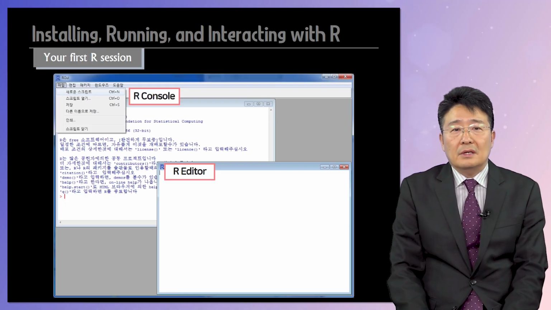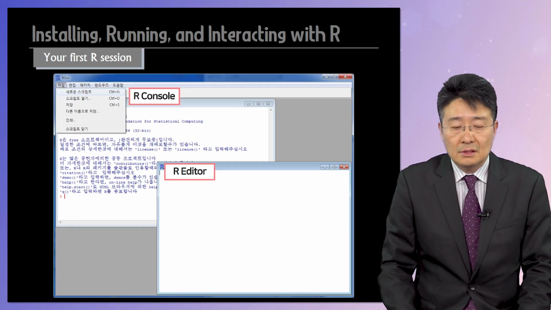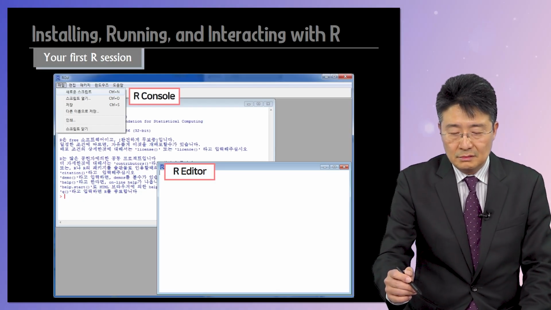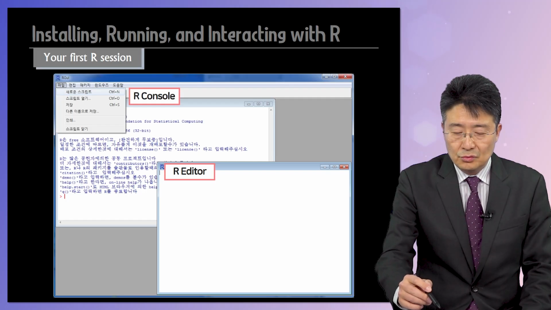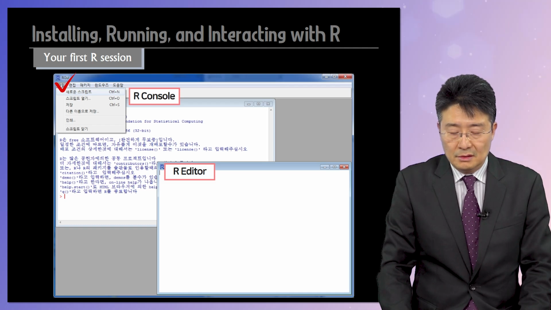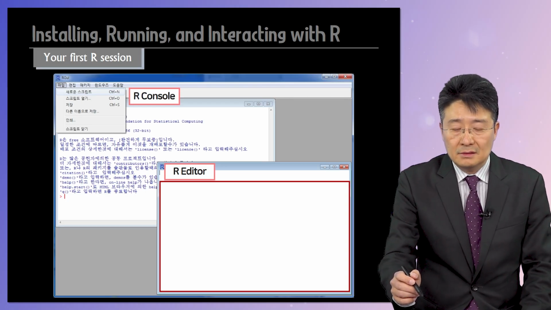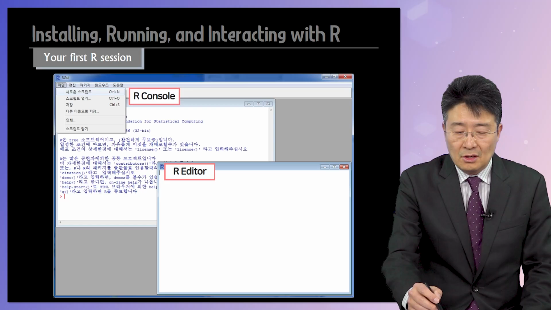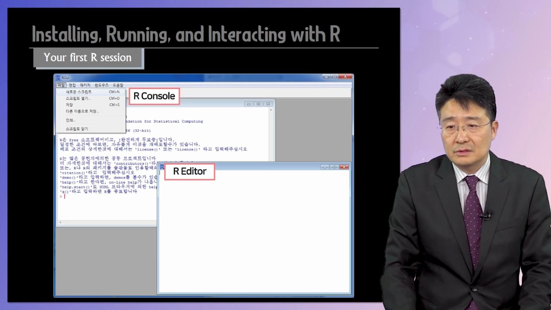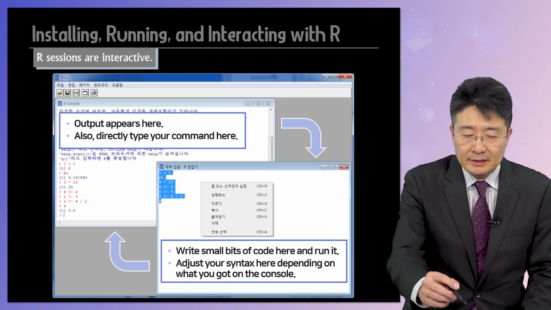If you trigger R, you can see your first R session. As you can see in this window, you can see the R console, and you also need to open a script window. Here you can write your R commands, right? Then you send the commands to the console, and then you can run the R codes. There are more details in here. R sessions are interactive.